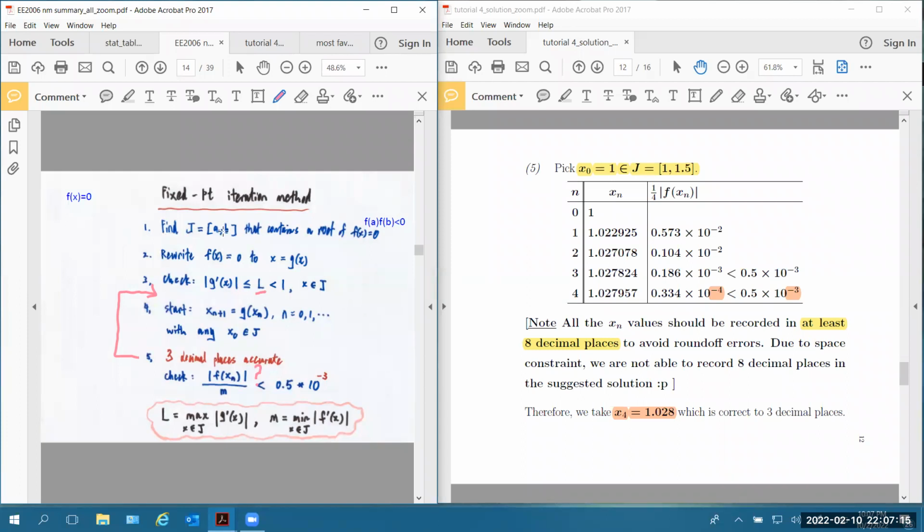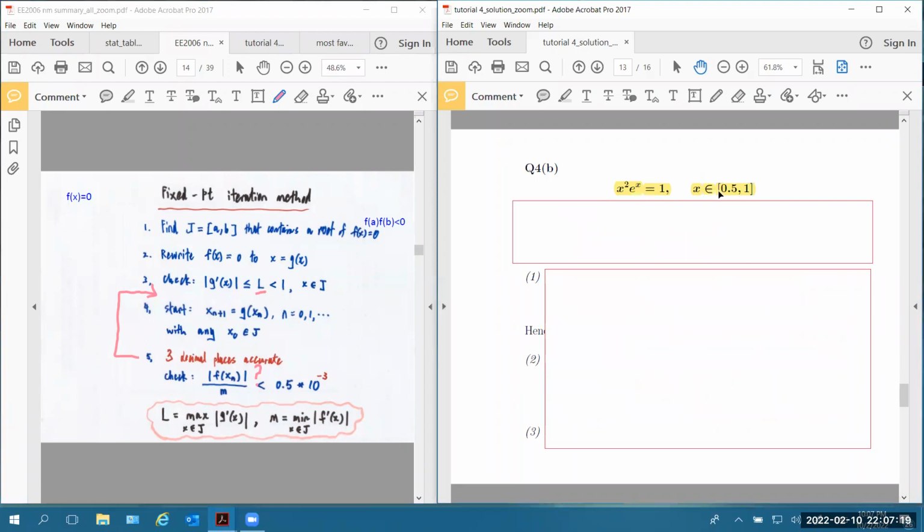You got the interval J, right? So you need to show that there's a root inside this interval J. Before you do that, you notice that our equation is not in the form f(x) equal to 0. So what do we do? Rewrite into this form. You put everything to one side. So now you got your f(x).